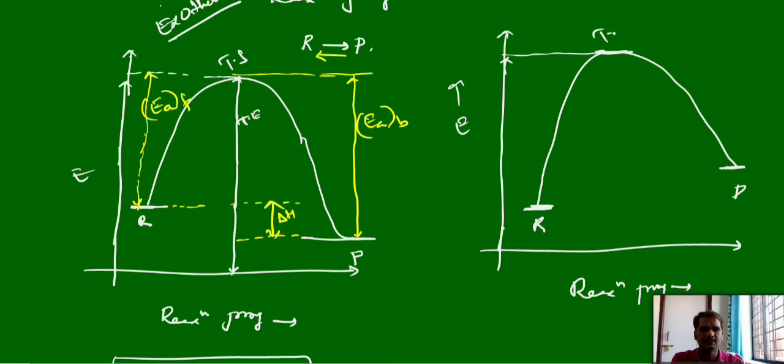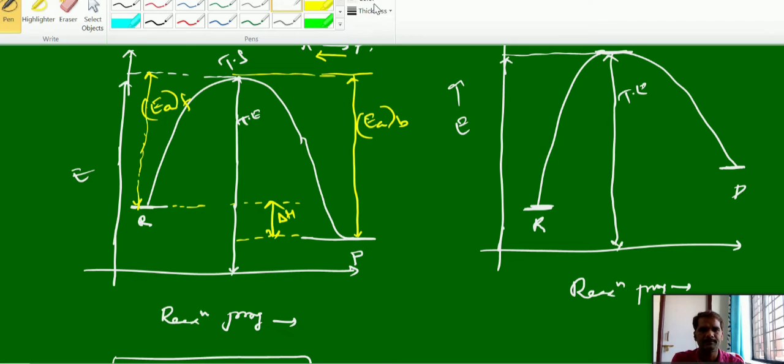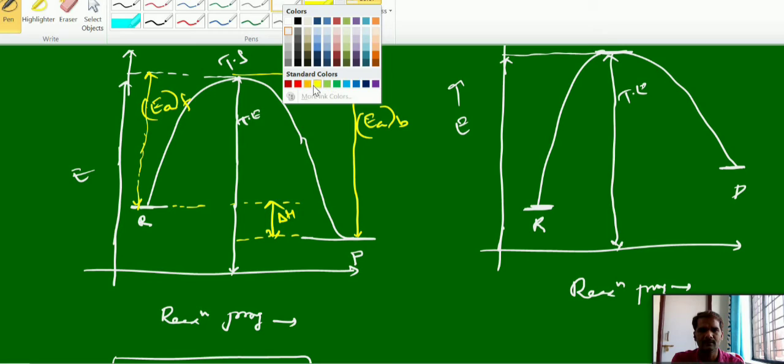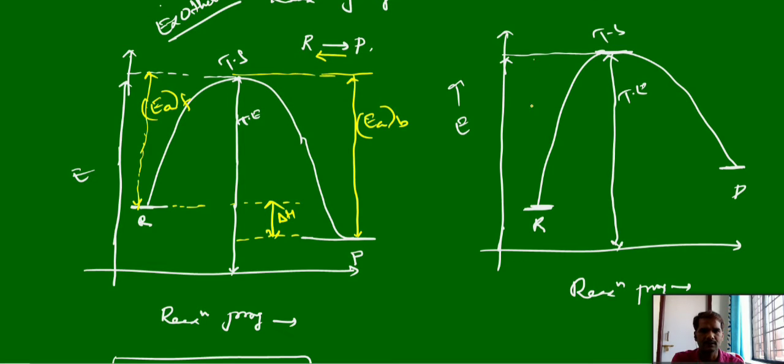This is a transition state. Again the same, this energy is called threshold energy. And this energy, from here to here, is the activation energy for the forward reaction. Again here, this is the activation energy for the backward reaction.